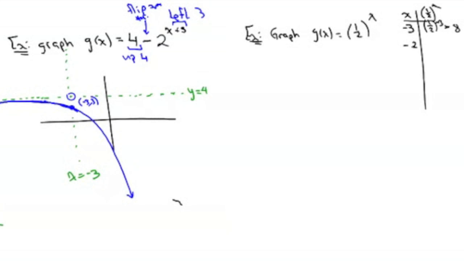If I plug in -2 for x, that becomes 1/2 raised to the -2. But the negative again flips the fraction, and it becomes 2 to the 2nd, which is 4. Plug in -1. What's 1/2 to the -1 then? What is it? Class, I whispered. 1/2 to the 0 is 1. 1/2 raised to the first power is 1/2. 1/2 raised to the second power is 1/4. 1/2 raised to the third power is 1/8.